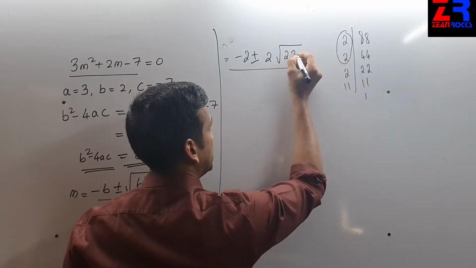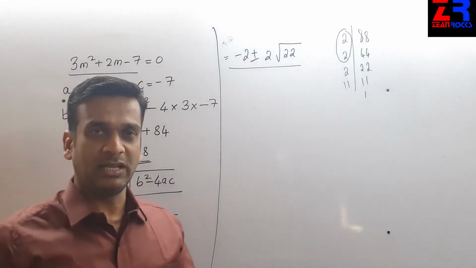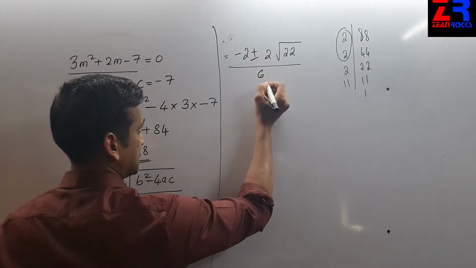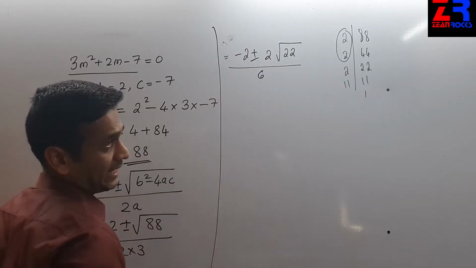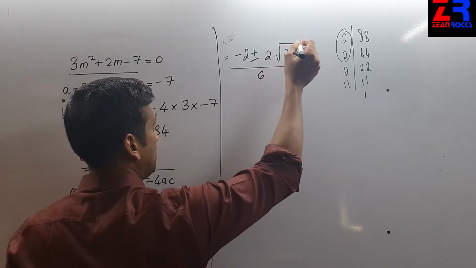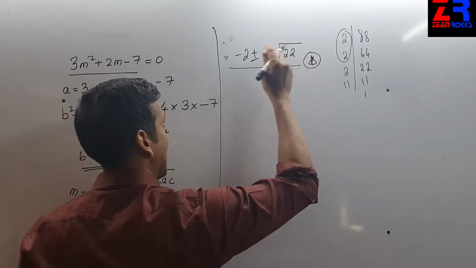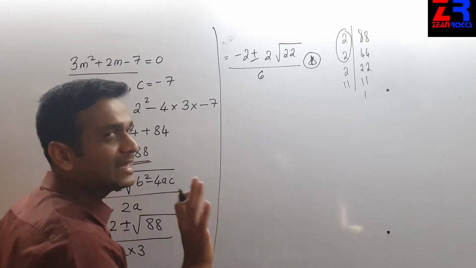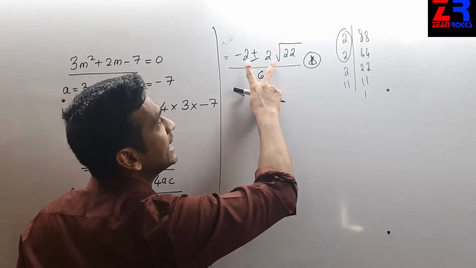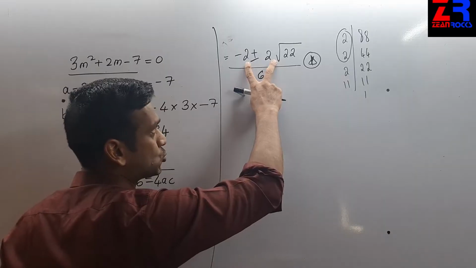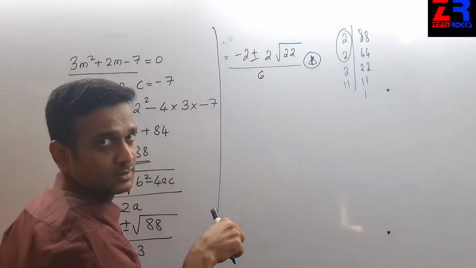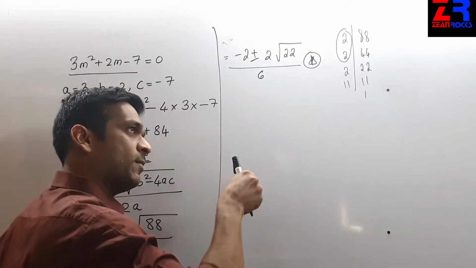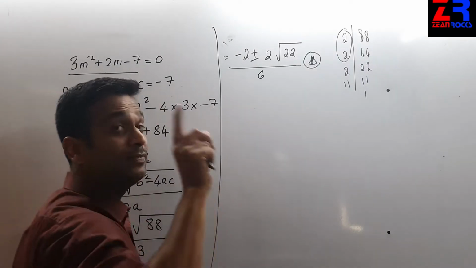2 11s is 22. So 88 can be written as 2 root 22 upon 2 3s is 6. Don't cancel it directly. Majority students will make mistake here. They will cancel this 2 1s are 2 3s are directly. But it cannot be cancelled directly. You have to take something common out of these two numbers, then cancel it.